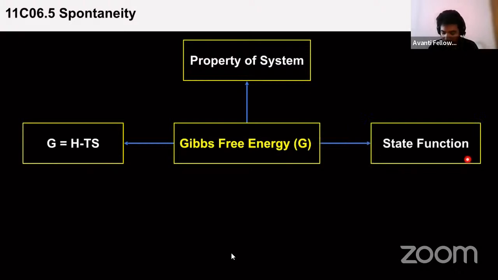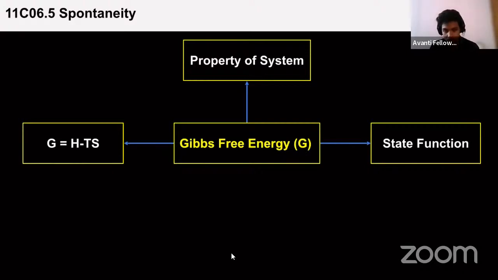Now, this is a state function. It doesn't depend on whether you are achieving it in a single step or two steps or 10 steps. Either you go in 10 steps or a single step, the change in Gibbs free energy will be the same. That is not a path function. It is a state function. It doesn't depend on what path you are choosing.